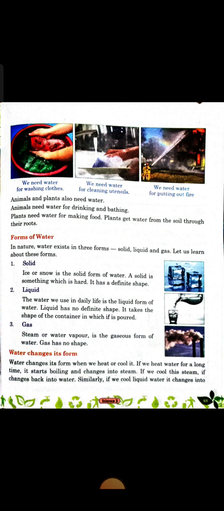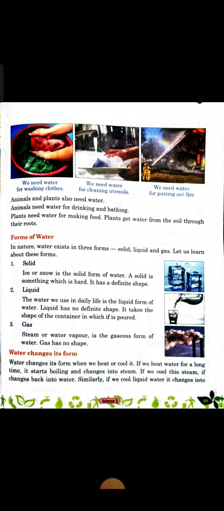Now we will learn about the different forms of water. In nature, water exists in 3 different forms. What are the 3 different forms? That is solid. Solid is ice. Liquid, that is water which we drink. And the gaseous form of water, that is water vapor. Now let us learn about these forms.